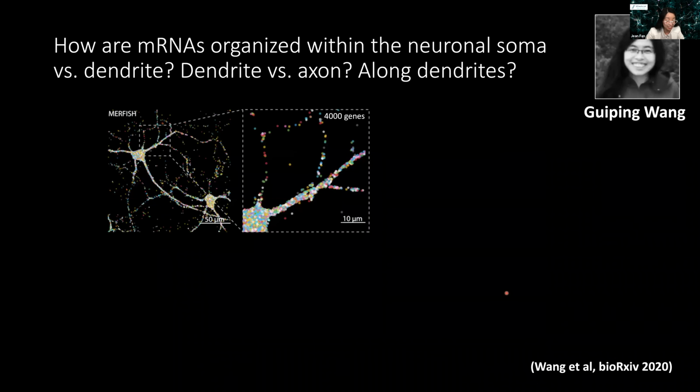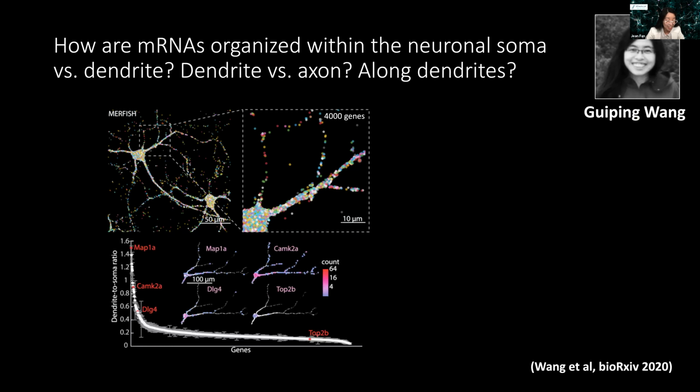Okay, and of course, we can also look at more polarized cell types such as neurons, and ask, how are RNAs or mRNAs organized within, say, the soma versus the dendrite versus the axon, or even long axons. So this was work really spearheaded by Guiping Wang, and she applied MERFISH with expansion microscopy to characterize over 4,000 genes in cultured hippocampal neurons.